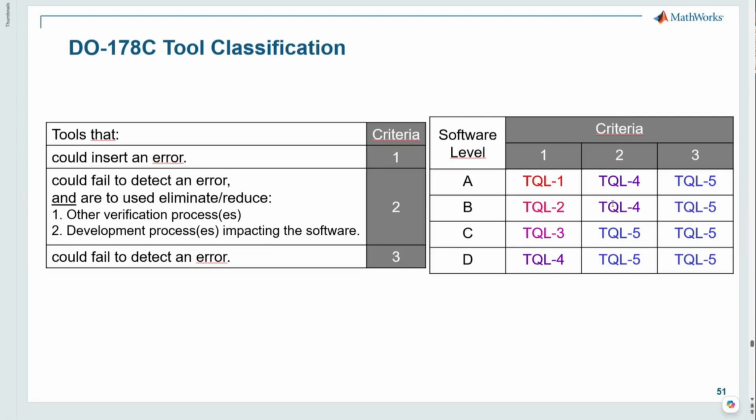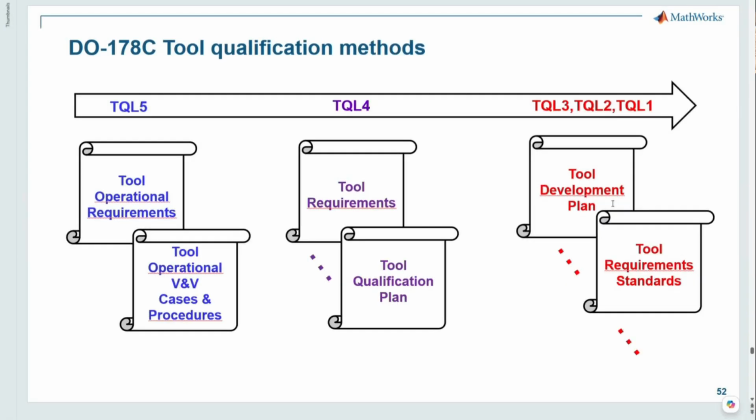Okay, so what does it mean qualifying to TQL 4, 5, or 1 or 2? At TQL 5, you need to provide to the authorities a tool operational requirements document. What is that? It is a document where you describe all the features of the tool, what the tool is doing. For example, for Simulink Check, the tool is verifying that all the inputs have a data type specified, all the inputs have a dimension that is specified. So you describe what the tool does, that's the rule, and Simulink Check verifies that all the inputs have the data type and dimension specified.